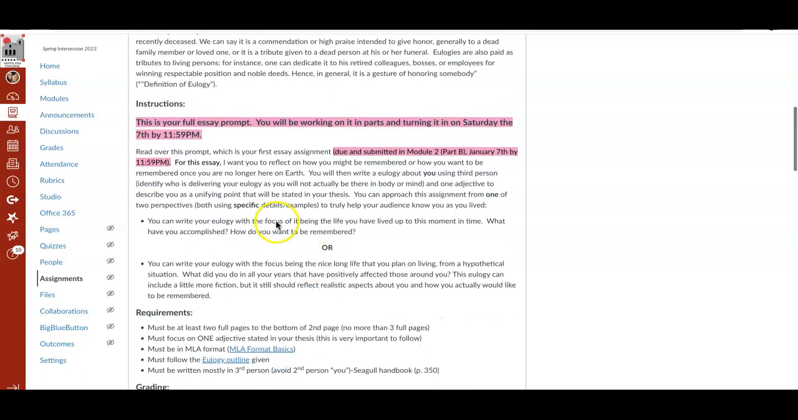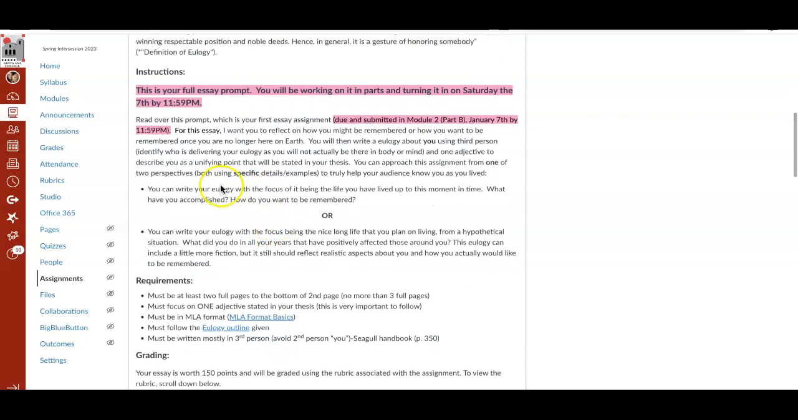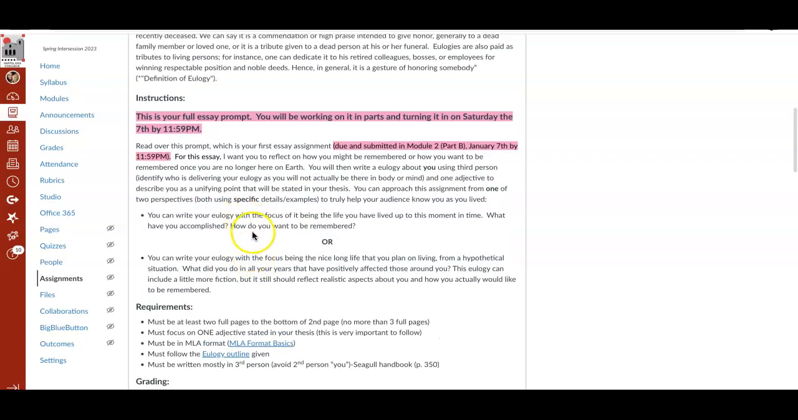So you are going to choose one of the prompts. The first one's easier than the second one. This one's a bit more creative. So if you have a bit of a creative side, you can choose this one. I personally would go with this one because it's straightforward. And what you're going to do is reflect on how you might be remembered or how you want to be remembered here on earth.